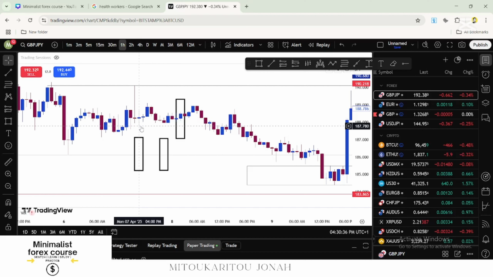Right? So that's an indecision candle. Most times I cancel out indecision candles. I don't really think about them. So having said that, I'm not going to use this as an example.